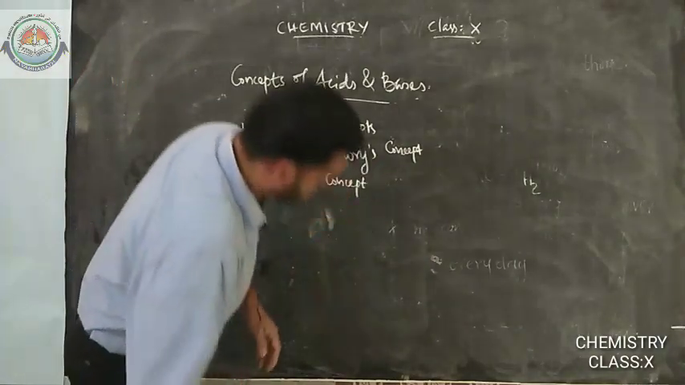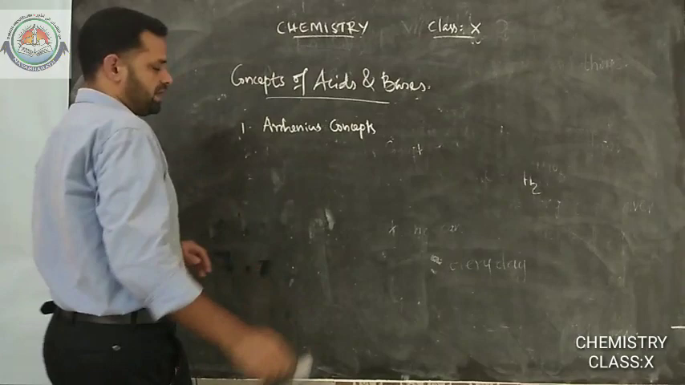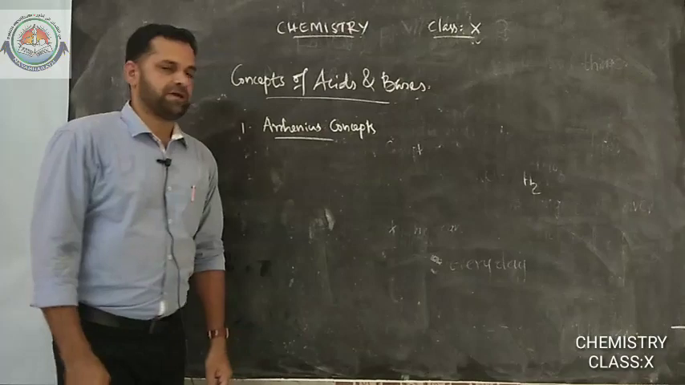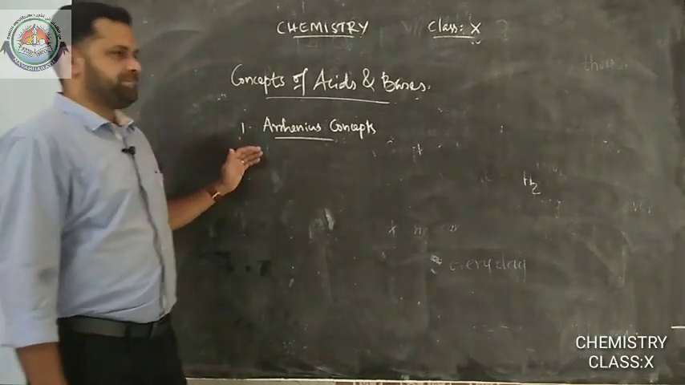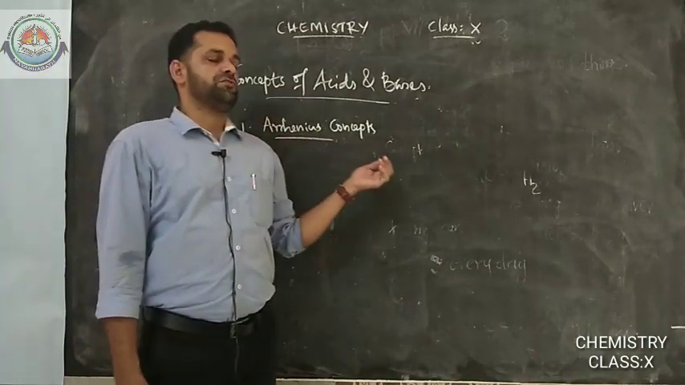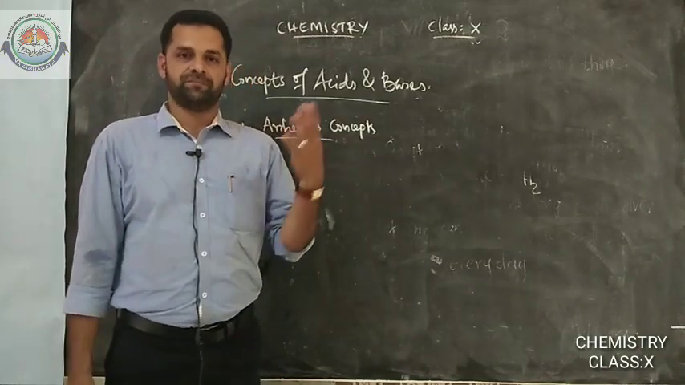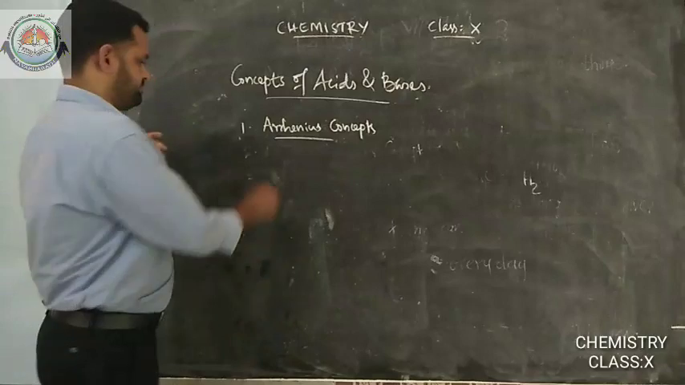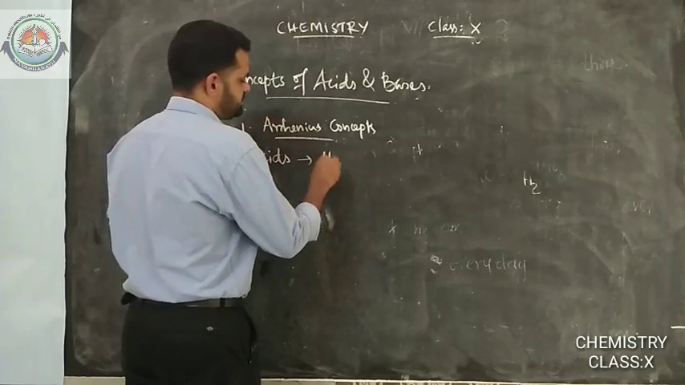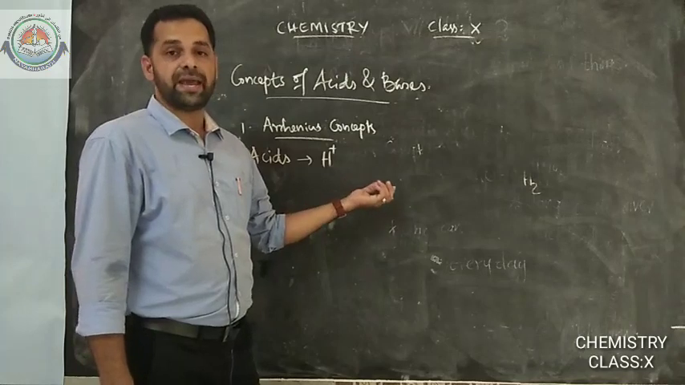Okay. First we are discussing the concept of acids and bases according to Arrhenius. According to Arrhenius, the substances which produce H plus ion in aqueous solutions or in water are called acids. So acids are the substances which produce H plus ions, hydrogen ions, in water or in aqueous solutions.